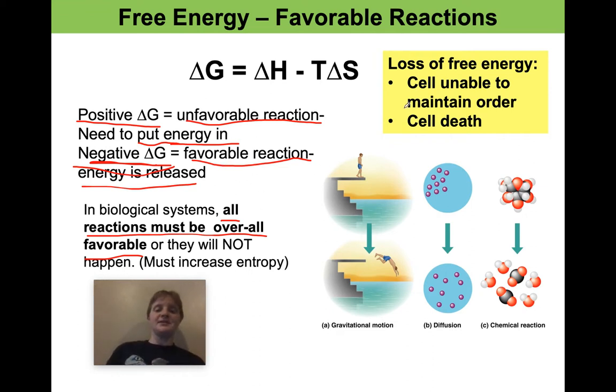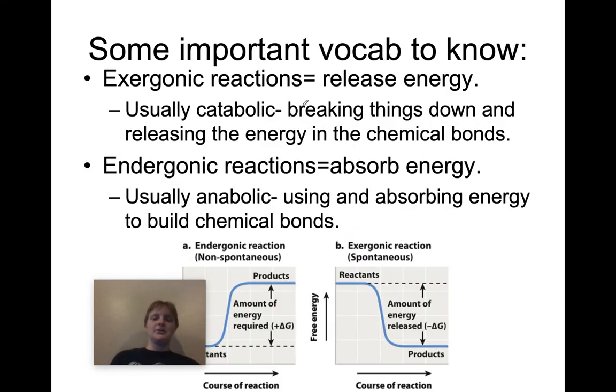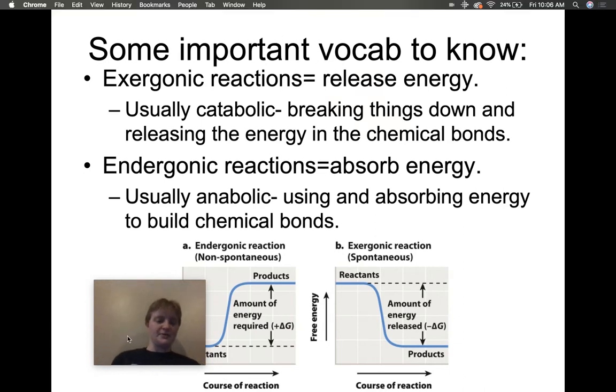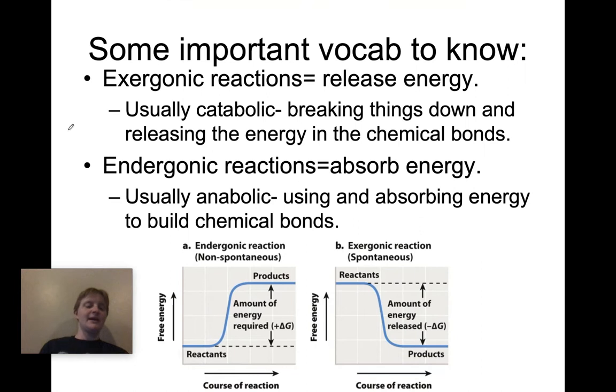Now, what happens if a cell does not have enough energy to maintain the building and the breaking reactions? Well, if we don't get enough energy, we're going to be unable to maintain order and we're going to die because things will just fall apart. And cells have to keep building and putting things together, right? And that's a positive change in G. So somehow we have to get enough energy to make up for that. Okay, so let's do this. So here's some important vocabulary we need to know. It will help us kind of get through this, okay? And this is related to your anabolic, catabolic, by the way.